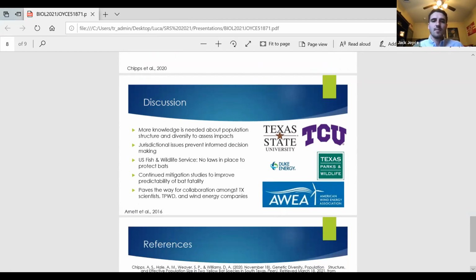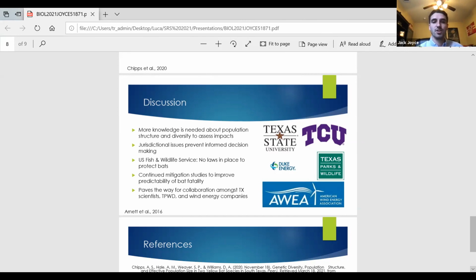Into the discussion, simply more knowledge is needed about population structure and diversity to assess the extent to which bat populations are being impacted by wind energy facilities. And my data will have the potential to fill this knowledge gap. Specifically, this is going to provide a baseline population diversity for this population that's never been studied before, which will allow scientists to return to these sites in 5 to 10 year intervals to reassess diversity. If we find that there's been a drastic decrease in population diversity, this probably serves as pretty good evidence that the populations are being adversely affected.